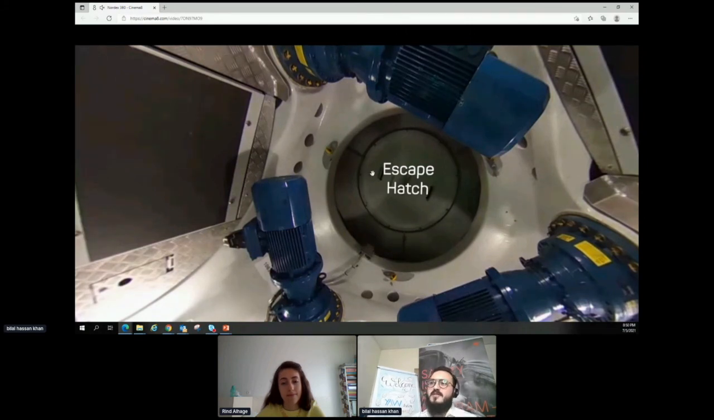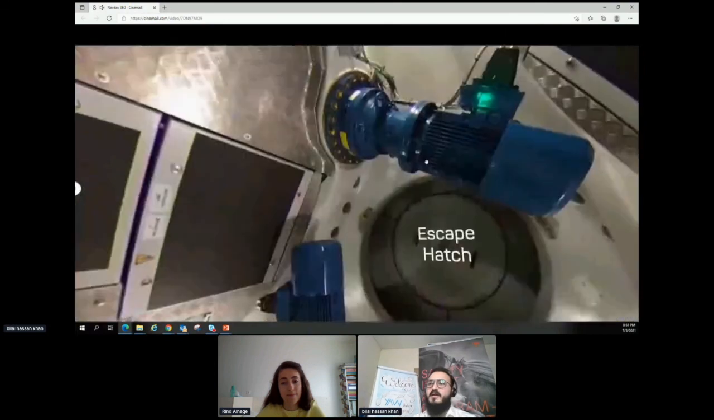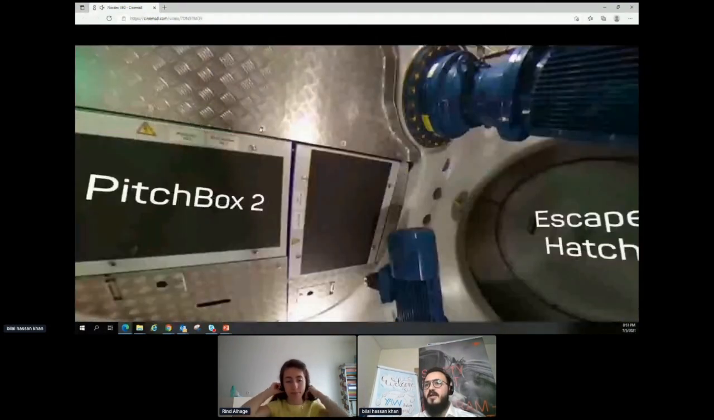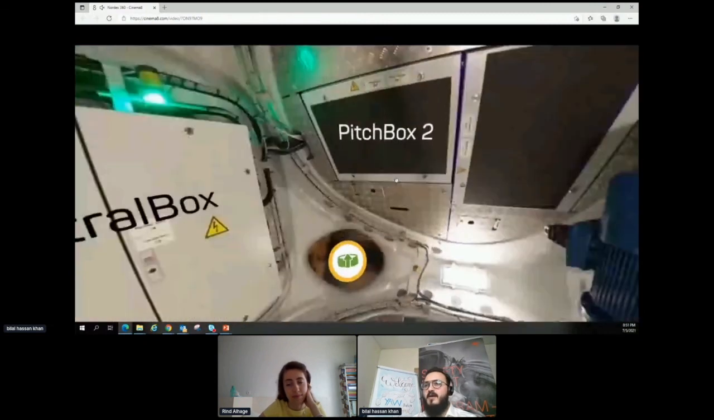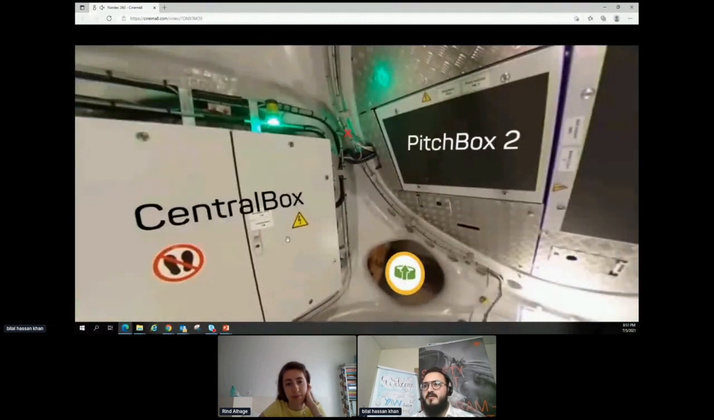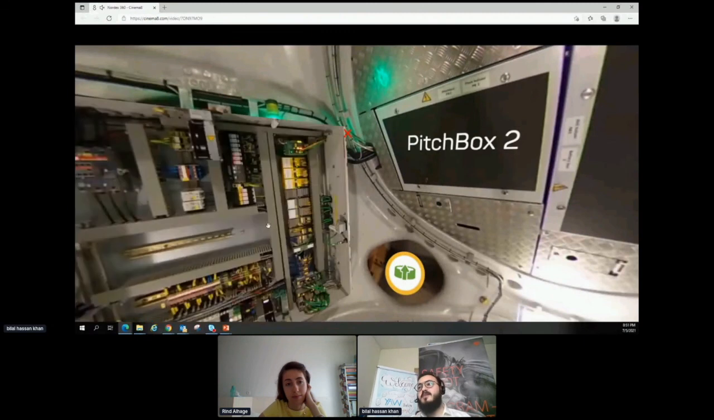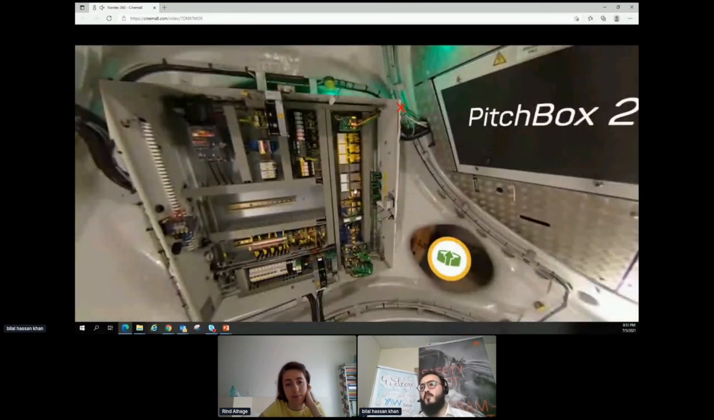And each pitch drive has an independent control system. Like we have a pitch box, and we have backup batteries. And we have a central box here. This central box also contains the logical input output modules. Let's go back inside the nacelle.